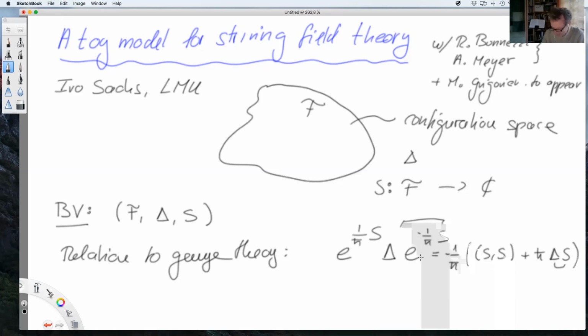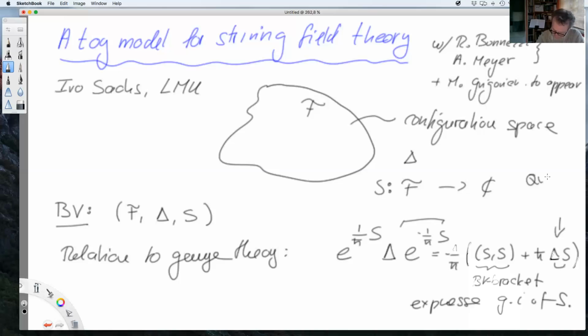I mean, differentiate twice. So this is what is usually referred to as the BV bracket, and it actually expresses gauge invariance of the action S. And then this is sort of the quantum consistency. I will actually say almost nothing, probably nothing about quantum consistency today. But if h bar is equal to 0, this expresses the gauge invariance.